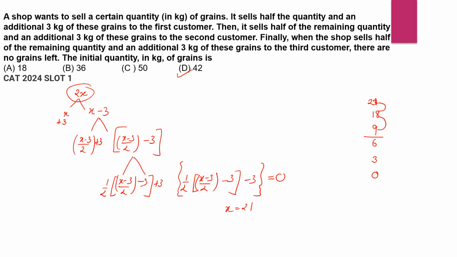And before this, I've given half of the quantity to the first customer. So if I don't give anything to him, I should be left with how much? 42 kg. So the correct answer must be 42 kg here.